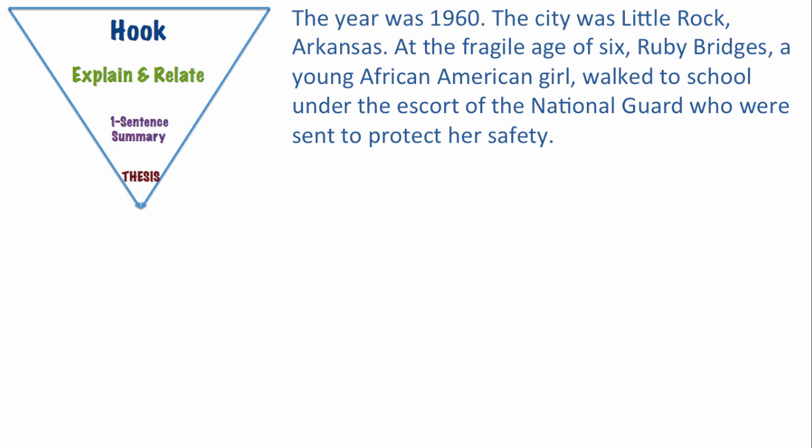Here's my hook. The year was 1960. The city was Little Rock, Arkansas. At the fragile age of 6, Ruby Bridges, a young African-American girl, walked to school under the escort of the National Guard who were sent to protect her safety.